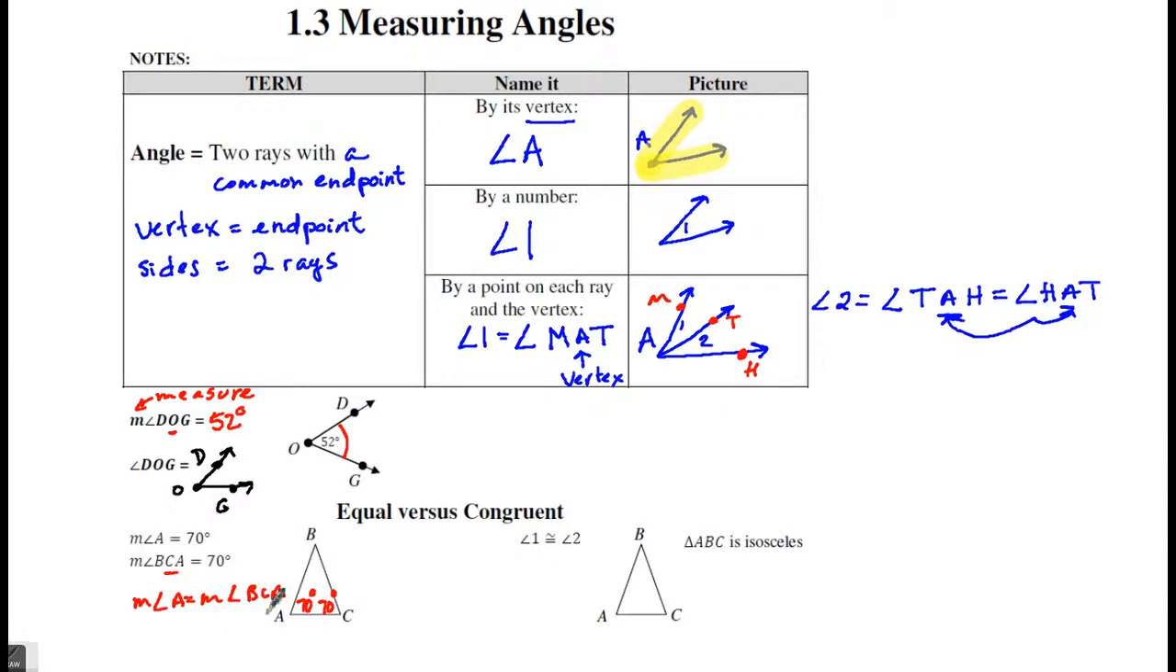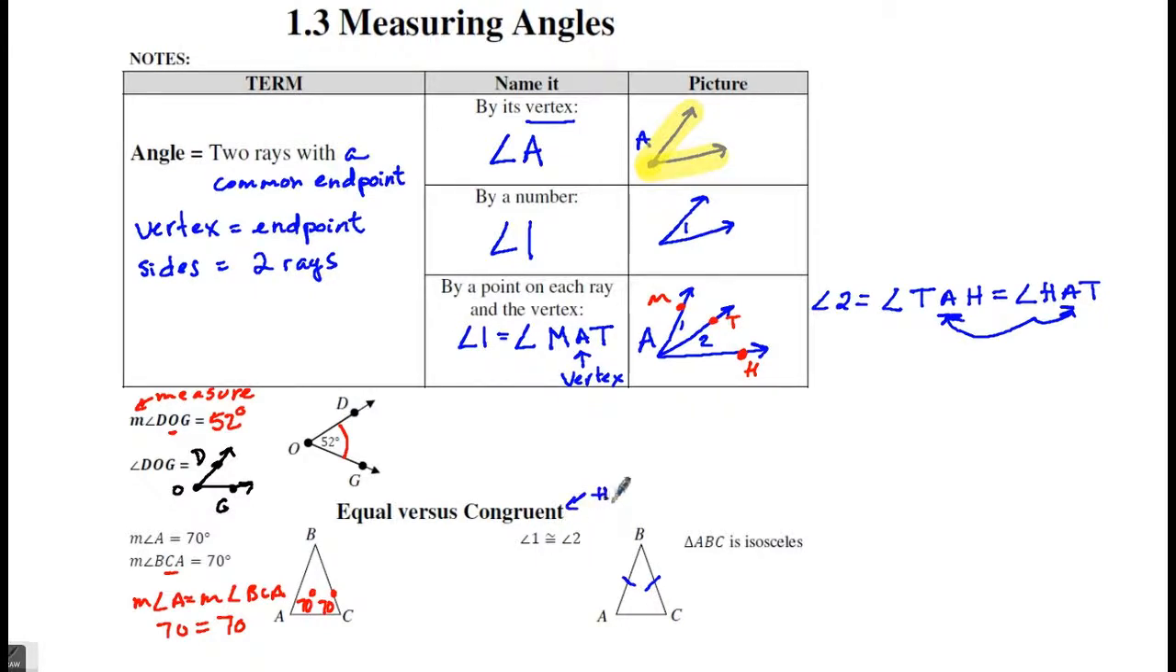Now, on the right side, we have triangle ABC is an isosceles triangle. What do we remember about an isosceles triangle from last time? The sides are the same. We indicate this by using little dashes. Remember, congruent means that they are the same. If it's an isosceles, the sides are the same, but also the angles.